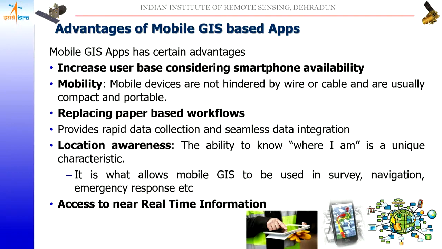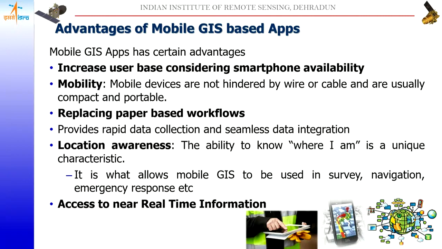These kinds of apps are also good for replacing paper-based workflows, and the good thing is we can collect the data very fast, integrate it and submit it to the server side. The good thing about mobile GIS is that, since the smartphone already contains GPS information, we can identify the location where I am. So applications could be built for navigation and emergency response, and carrying out surveys could be easily done. Further, it also provides access to real-time information because it will be connected to the internet.